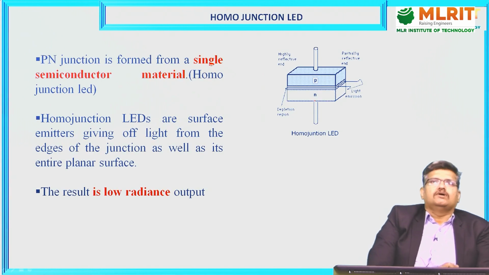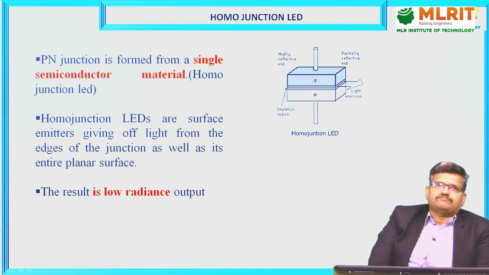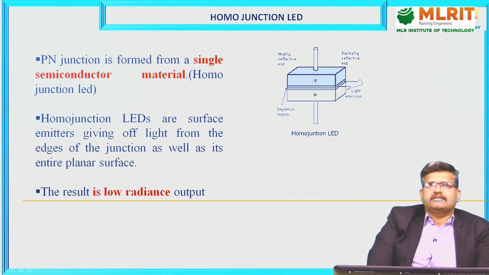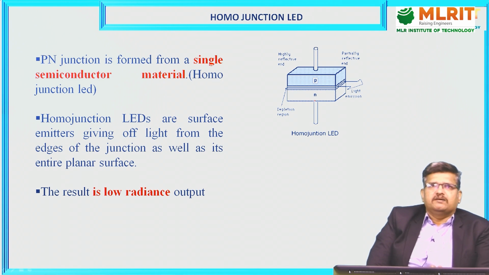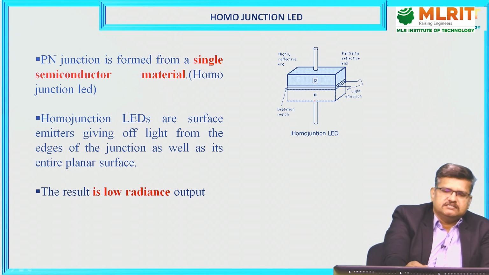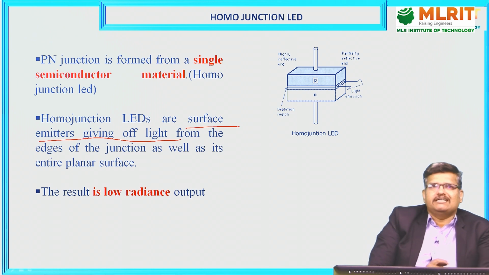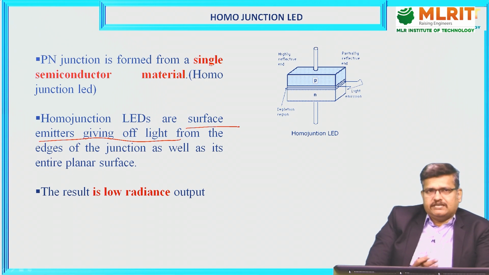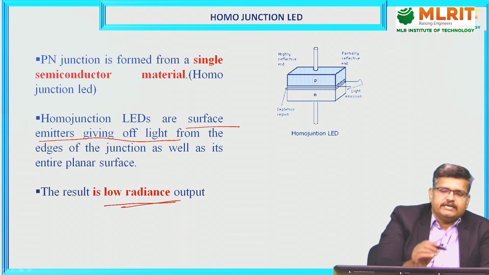Now, the homojunction LED. As we know, it's like a PN junction diode, made of a single semiconductor material. This homojunction LED is a surface emitter, giving off light from the edges of the junction as well as the entire plane. But these homojunctions lead only to low radiance output.